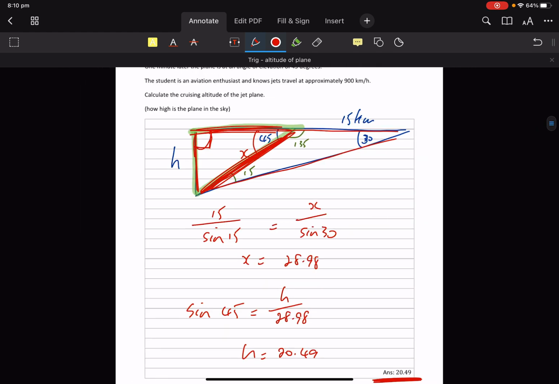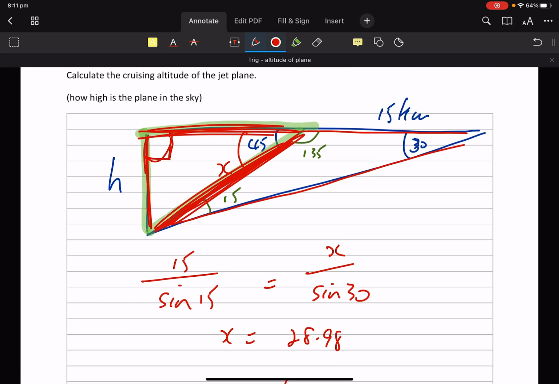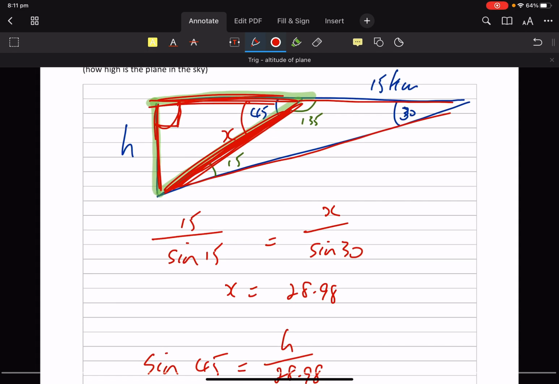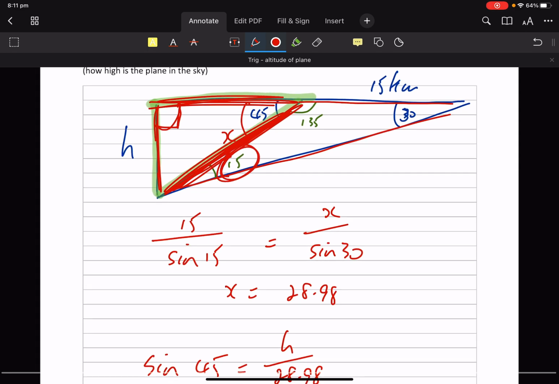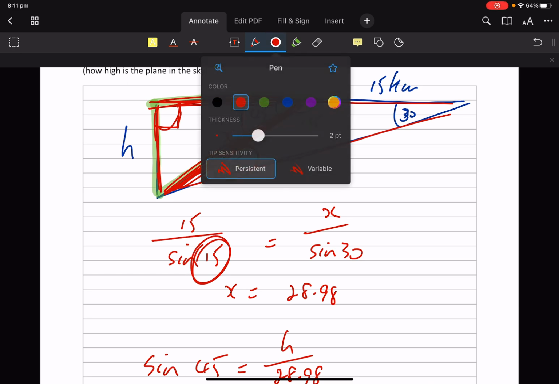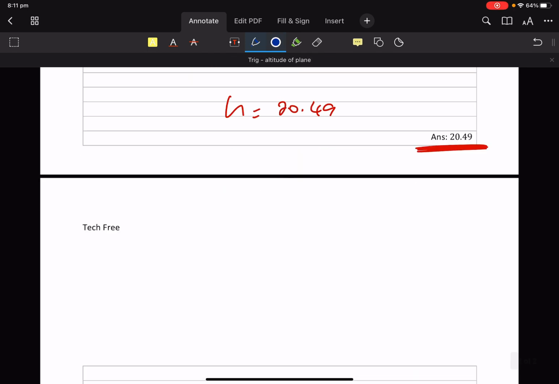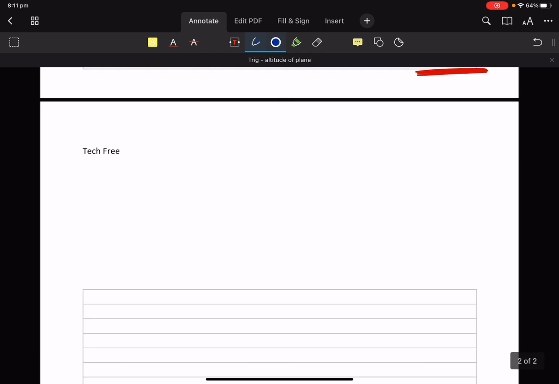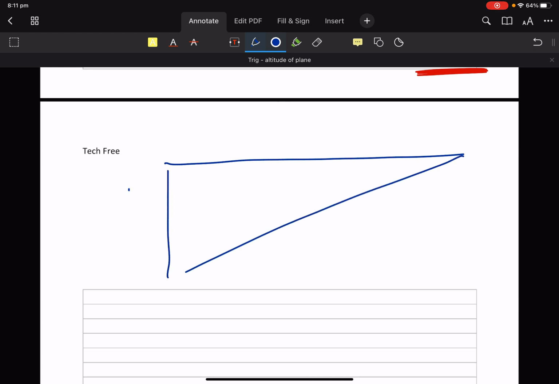So with the calculator, it's just using the sine and cosine rule, looking at that big non-right angle triangle first, and away you go. Tech free though, we can't really do that because we can't work with this sine 15. So without a calculator, that strategy is just not going to work. So let's get a diagram again. So that's H.